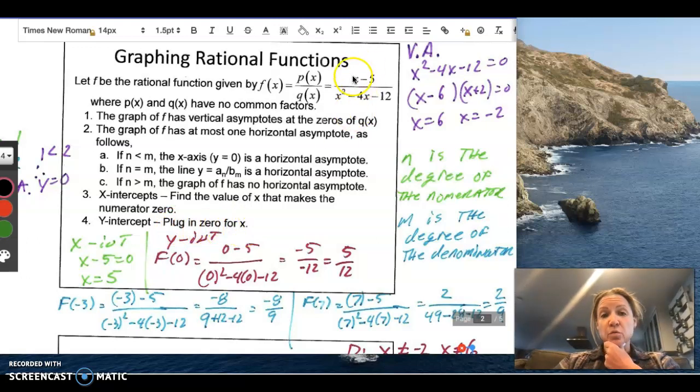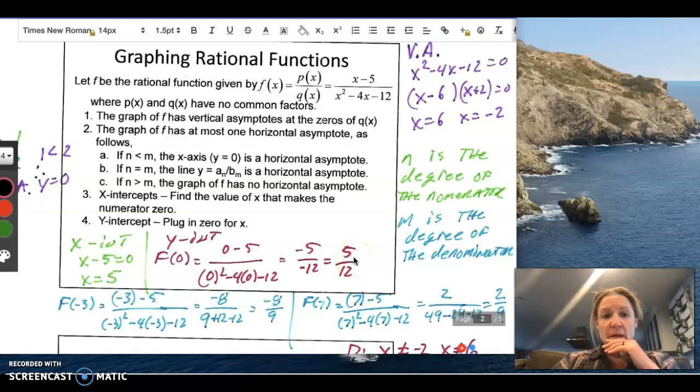Okay, so plug in 0 here, plug in 0 here, plug in 0 here. 0 minus 5 simplifies to negative 5. 0 squared is 0. 4 times 0 is 0. 0 minus 0 is 0. And 0 minus 12 is negative 12. So we have a negative over a negative, so we just simplify it to positive 5/12. That's a fraction. It's almost 1/2. So on the y-axis, you're going to have a point roughly at 1/2, 5/12.